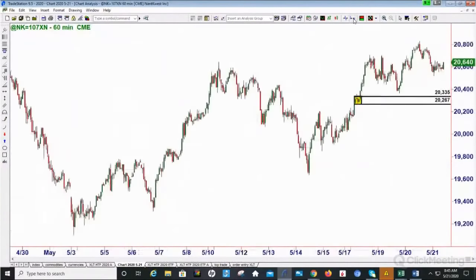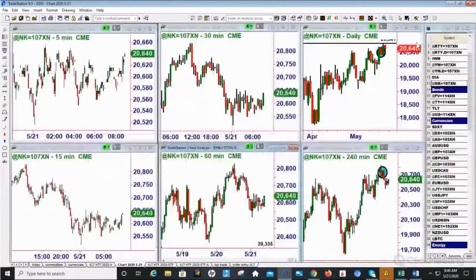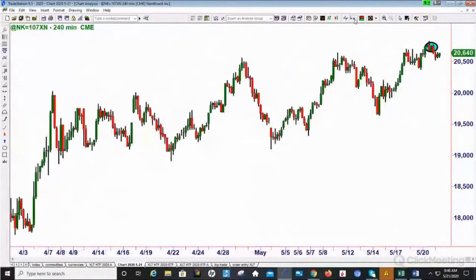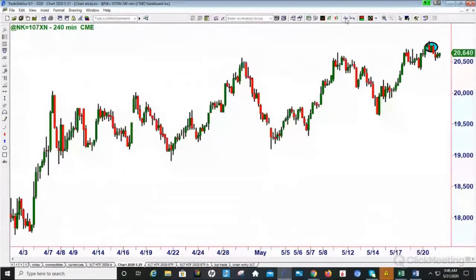Right now, we still do have some 60-minute demand below this previous low, coming in at 20,335 and 20,267. And like I said, we'll keep a watch on this area here, starting to form a little bit of base near the daily.